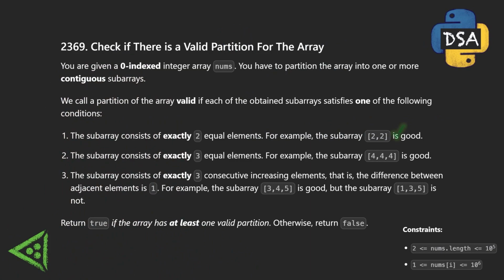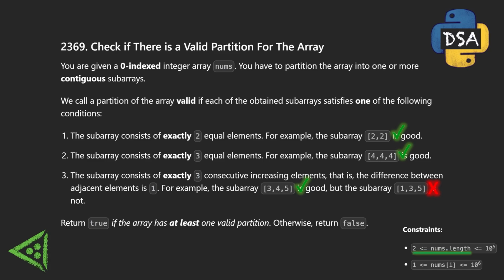The valid subarrays we are looking for are 2 matching items, 3 matching items, or 3 consecutively increasing elements, increasing by exactly 1. For example, the 3, 4, 5 subarray is valid. However, even though 1, 3, 5 is an increasing subarray, it is not increasing by 1. Therefore, 1, 3, 5 is not valid.